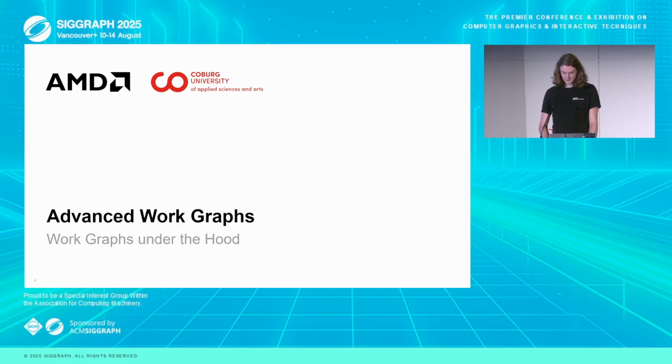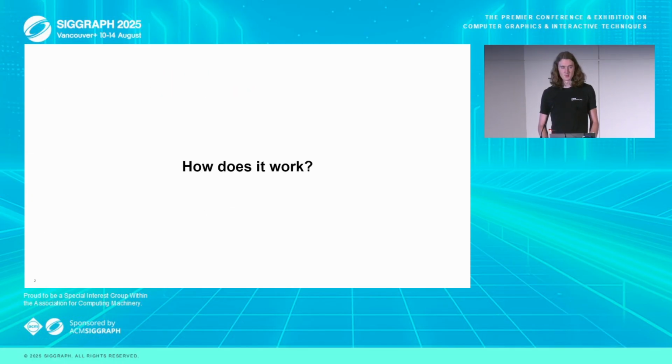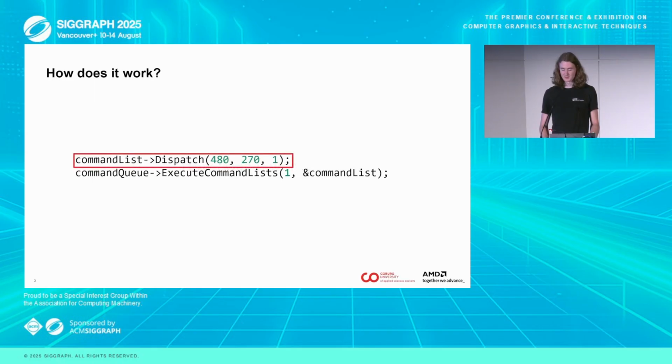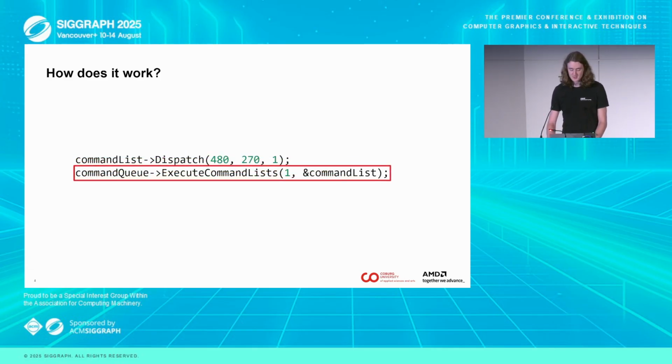So before we can discuss how work graphs work, let's quickly remind ourselves how any work on a GPU works. What you might have in your code is something like this. You have a dispatch written to a command list. For example, you're dispatching a compute shader. And to actually execute this compute shader, you need to submit this command list via the execute command list command on a selected command queue.